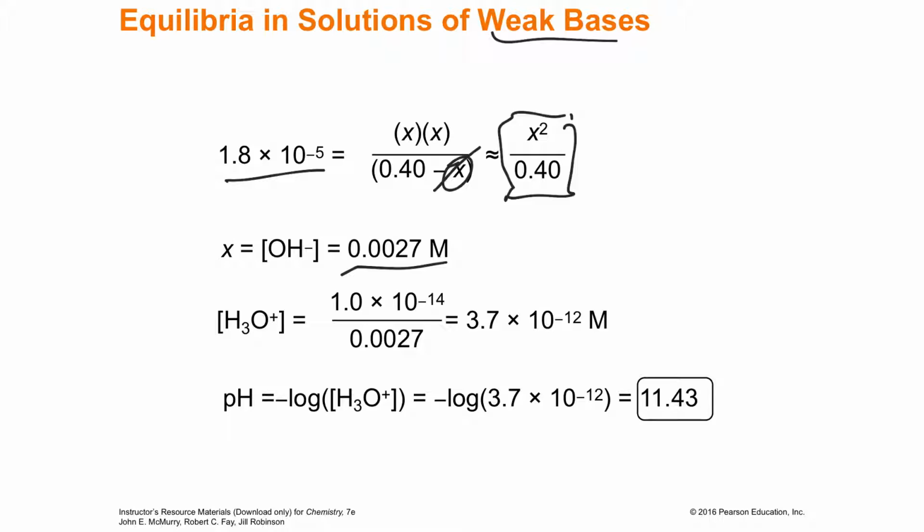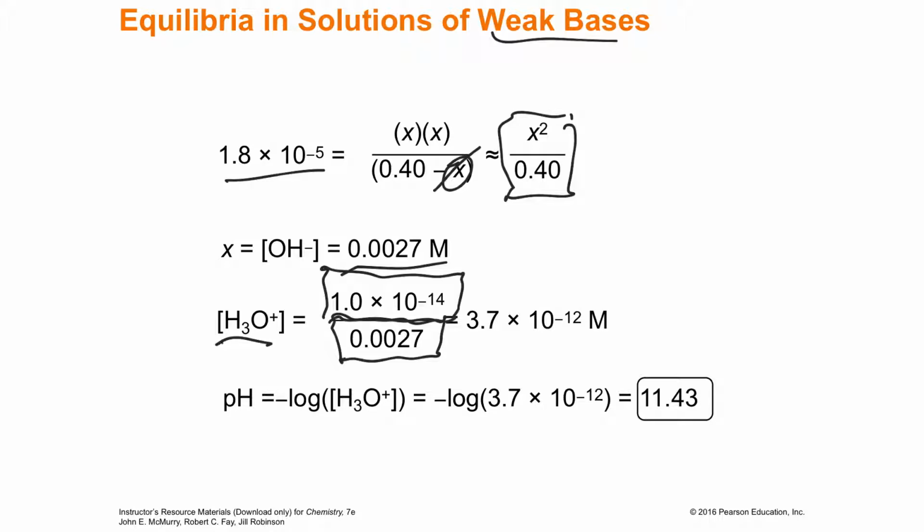Now, I am wanting the pH. I'm not asked for the pOH. I'm asked for the pH. So I can't just take the negative log of that number. I need to find the negative log of the acid, not the base. But remember, they add up to 14. So here is the K sub W of water, 1 times 10 to the negative 14. Divide by the OH, and you'll end up with the acid.